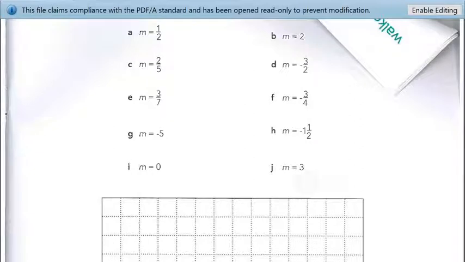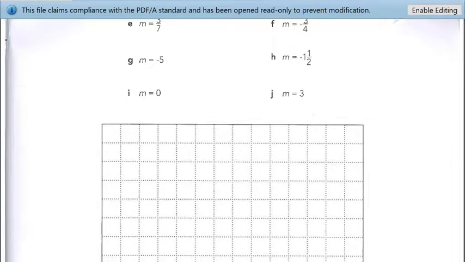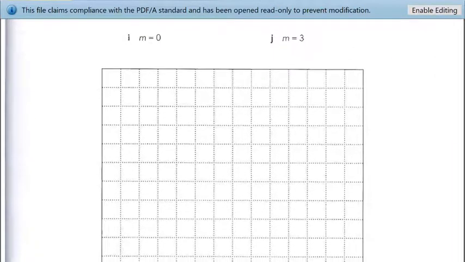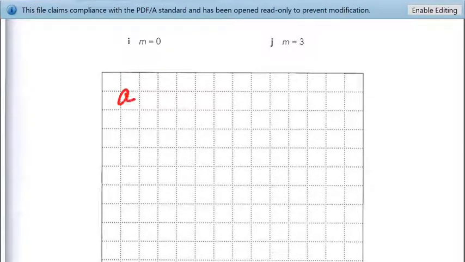So A gives us a slope of 1/2, right? So if we're going to do a slope of 1/2, that just means go up how many? And to the right how many? And so there's your line. What about H? Okay, what's the slope for H? Negative 1 and 1/2. Negative 1.5? Oh, we don't like that. We have to change it to negative 3/2.